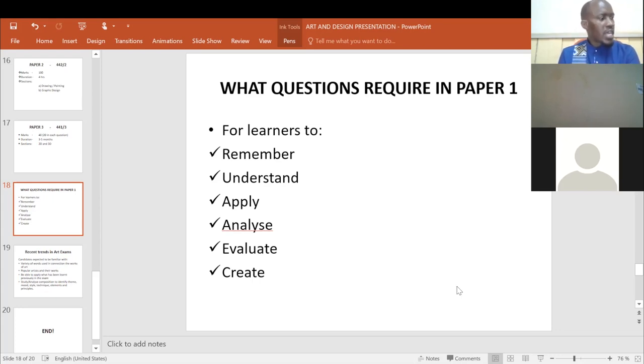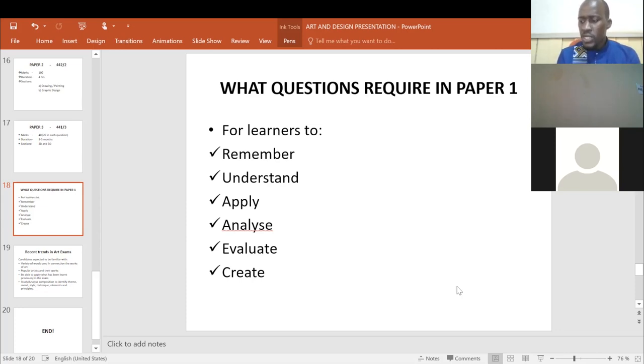For instance, if you're given a photo, like in section B, KCSE 2019, there's a colored photo given to the candidates, and the question required them to explain how aerial perspective has been achieved in the illustration. So the candidate is required to, one, be able to analyze the picture, do analysis in terms of the style used, the theme of the picture, and probably in terms of the elements and principles used in that particular pictorial composition.